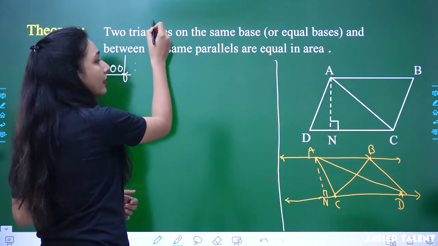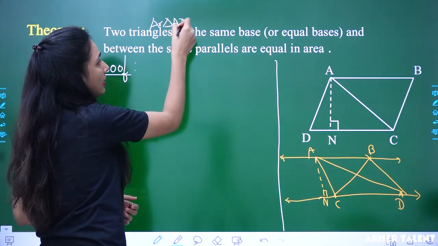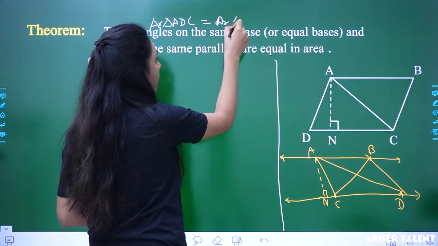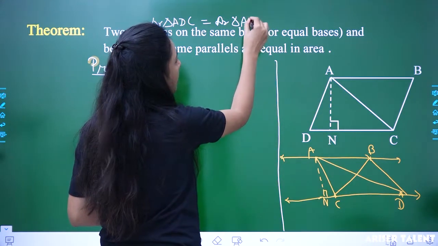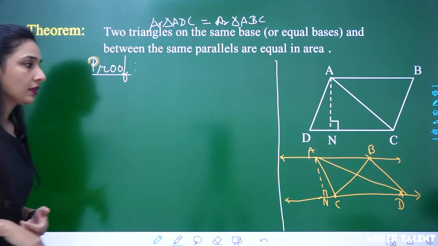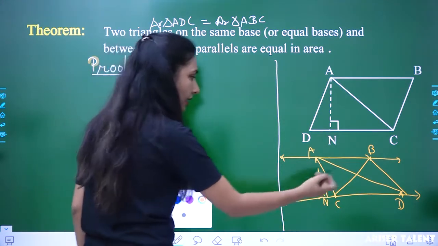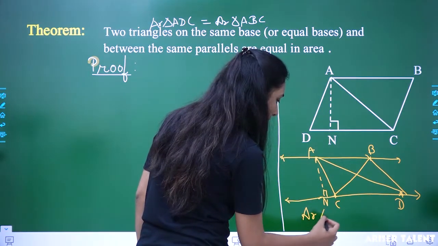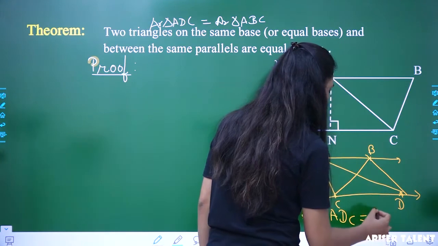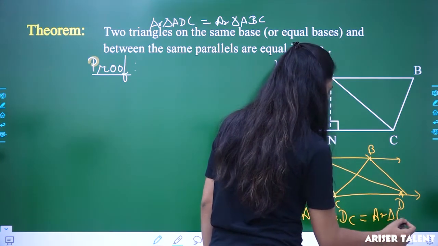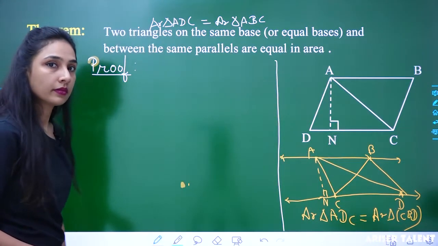Okay, you have to prove that area triangle ADC is equal to area triangle ABC. Okay, now for this case, you have to prove that area triangle ADC is equal to area triangle CBD. Understood?